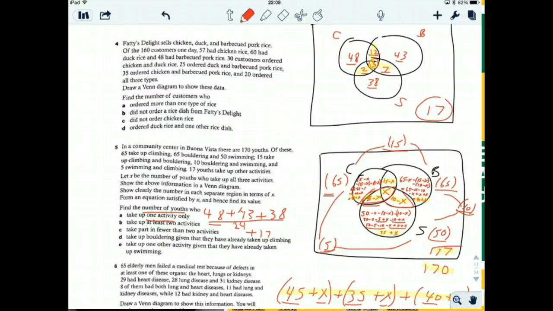D, take up bouldering, given that they have already taken up climbing. So that means the people that are in climbing, so all these people, how many of these people do bouldering? Well, that would be the 3 in the middle plus 12. So that would be 15. How many people take up one other activity, given that they have already taken up swimming? So that would mean anybody who is in this circle who takes up one other activity. And so that would be 7 plus 3 plus 2, which would be 12.